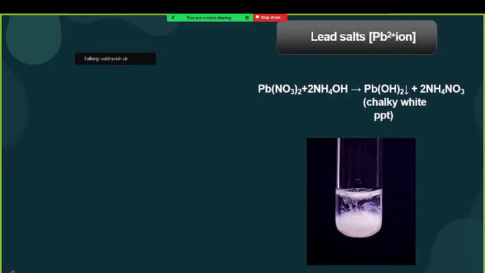Now next one, lead nitrate. Lead nitrate also behaves similarly to its reaction with sodium hydroxide: ammonium hydroxide forms a chalky white precipitate. This is the identification, a very beautiful color, chalky white, with a slight yellowish tint, but it can be identified very easily. So the presence of lead in any sample is very easily identified by the addition of ammonium hydroxide, giving a chalky white precipitate.